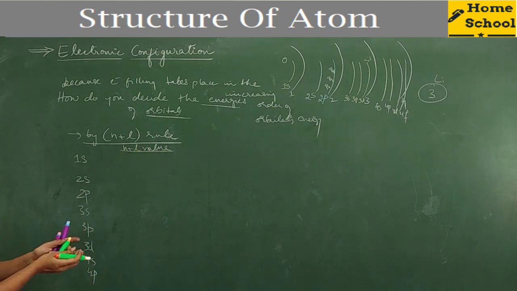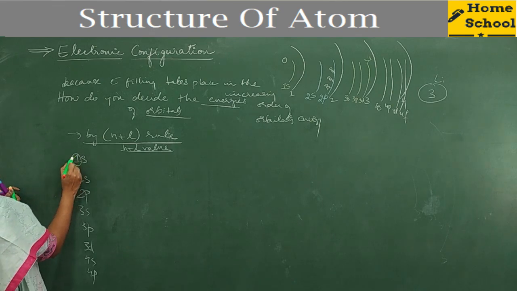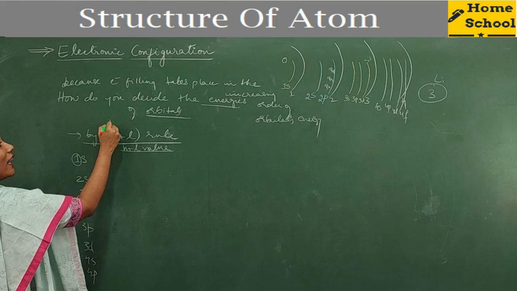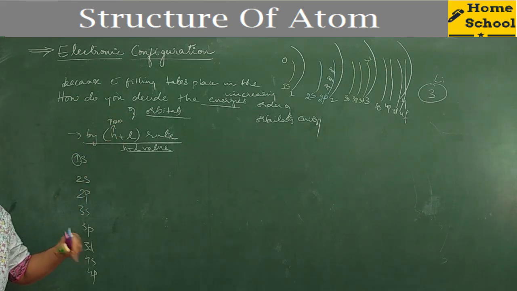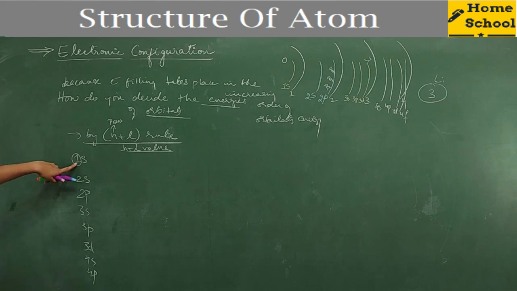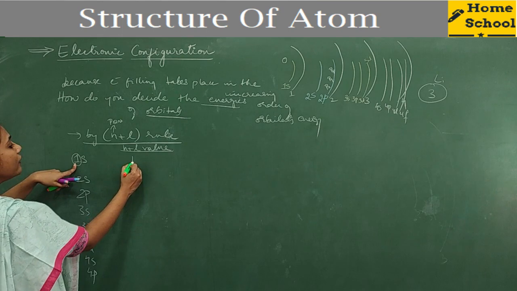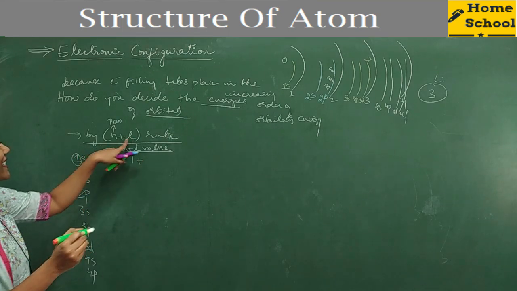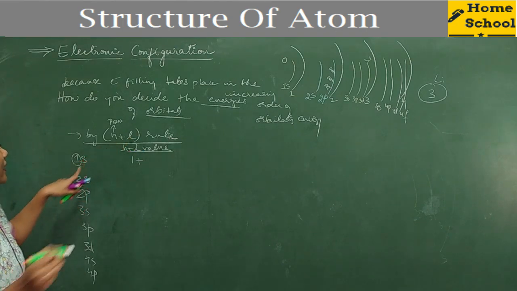In this 1s, what is the n value? This indicates the main shell number. n is nothing but the principal quantum number, in the sense of the main shell's number. So here this 1 indicates the main shell. So what is the n value here? 1. And what is the l value? s indicates the azimuthal quantum number, the subshell's number. l is equal to 0.